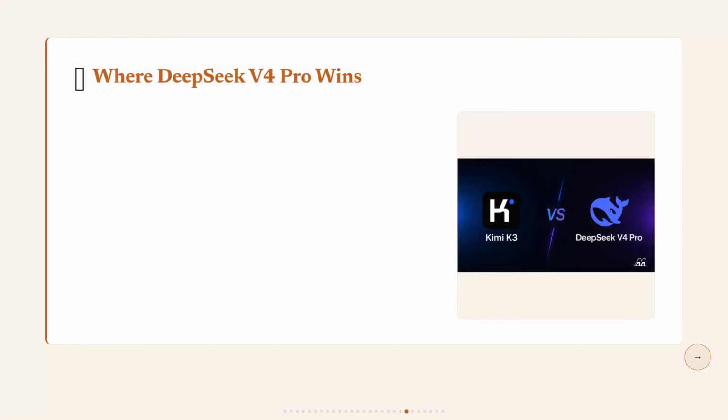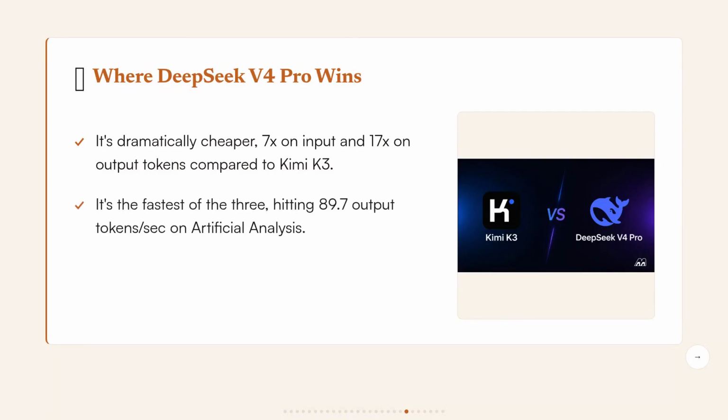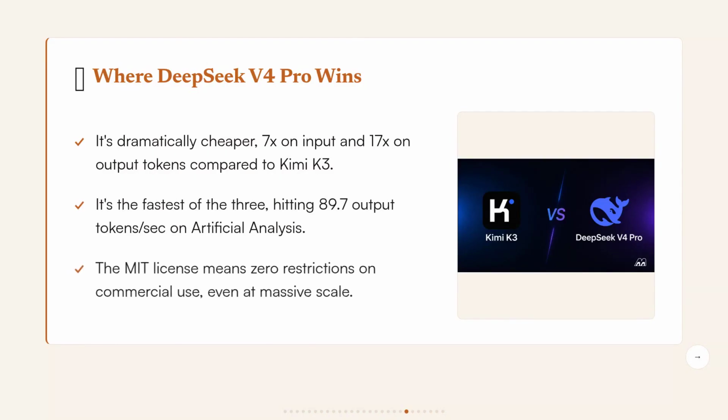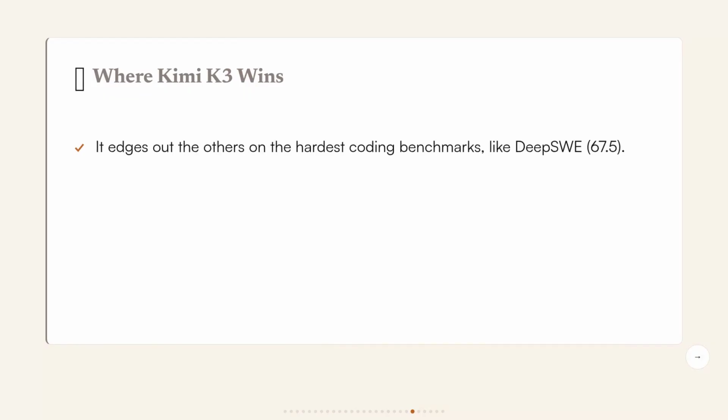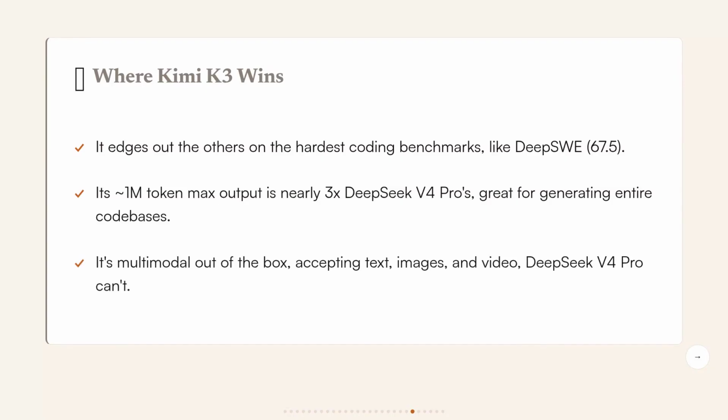DeepSeek V4 Pro wins on price, and it's not subtle. 7 times cheaper on input, 17 times cheaper on output, and cash pricing that's nearly free. It's also the fastest of the 3 at 89.7 tokens per second, and it ships under the most permissive license available, MIT, with no revenue restrictions. Kimi K3 wins where the hardest coding work happens. It edges DeepSeek V4 Pro on deep SWE, 67.5 versus 62.7, and its near 1 million token max output gives it real headroom for generating entire codebases in one pass. It's also multimodal out of the box, something DeepSeek V4 Pro simply can't do.